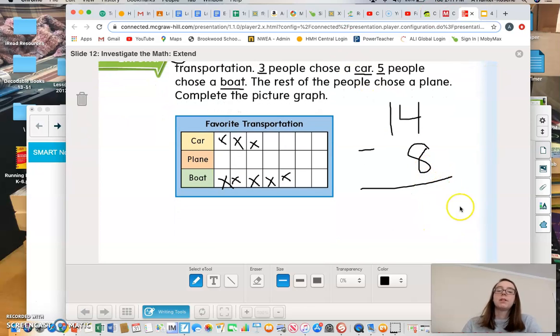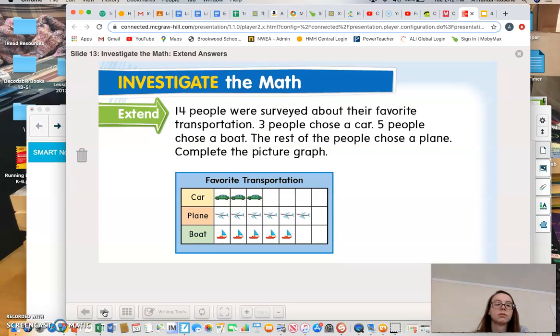So we're going to count up to 14. So 8, 9, 10, 11, 12, 13, 14. How many fingers do I have up? 6. So that's how many people. Oh, what happened to my marker? Okay, that's how many people voted for the plane. So we're going to go ahead and mark those in. 5 and 6. Good, and our picture matches theirs.